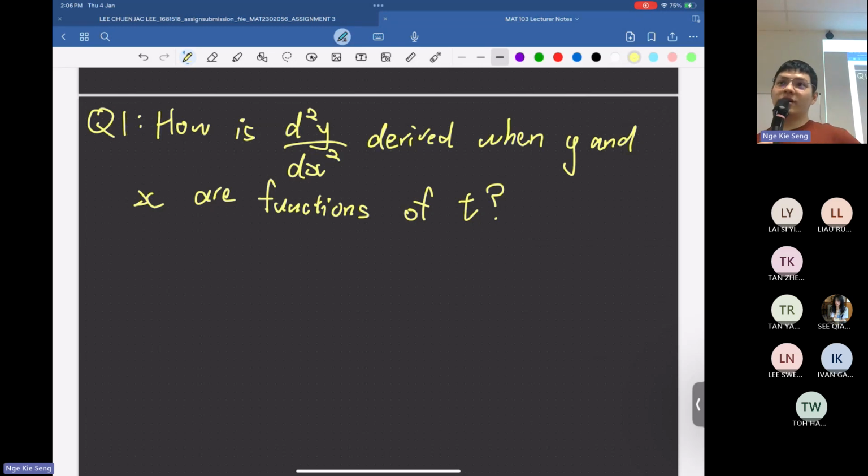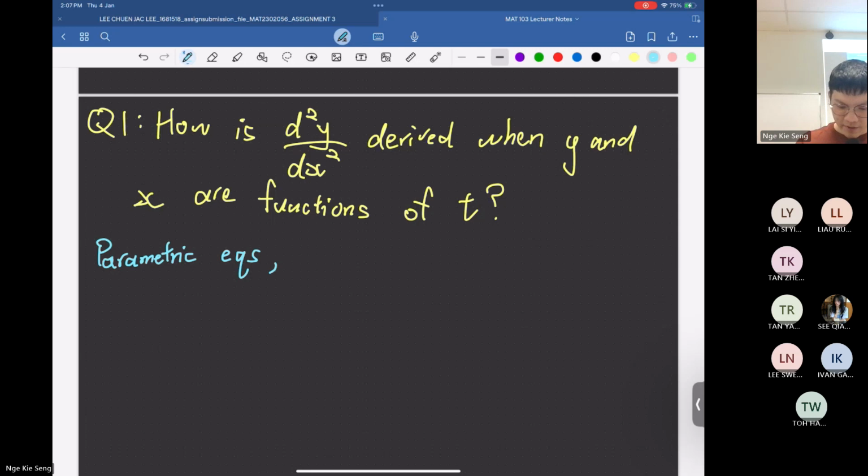I give you a time, and then you give me a point in R2. So you will form a curve in R2. Okay or not? So you will have some parametric equation, y in terms of t and x in terms of t.